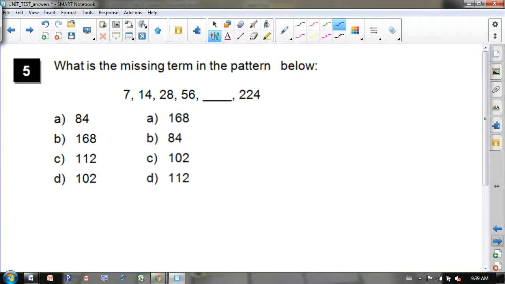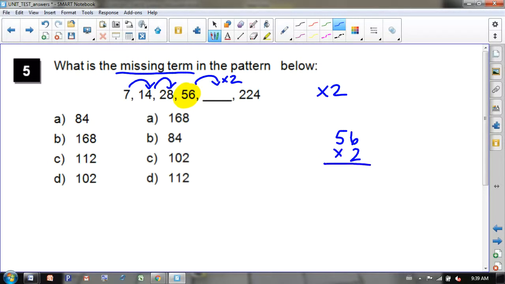In question 5, we're looking for the missing term, so students have to recognize what the transformation is first. From 7 to 14 and from 14 to 28, it's actually doubling. So it's multiplying by 2 every time. And so if we look at 56, we have to multiply that by 2 as well. So 56 multiplied by 2 is 112. That is answer C in version A, and in version B, it's answer D.